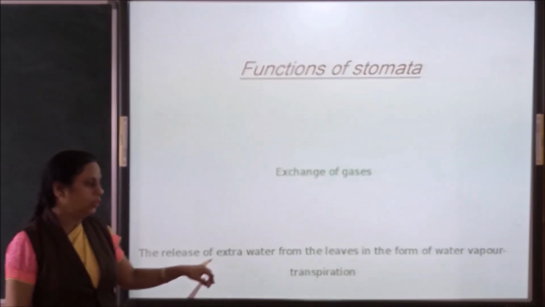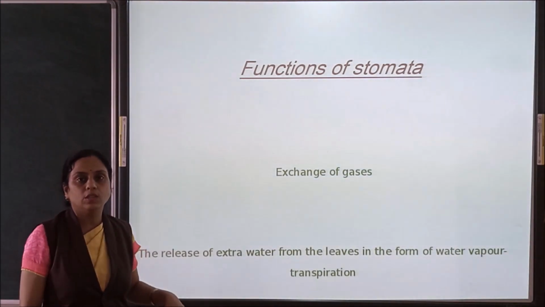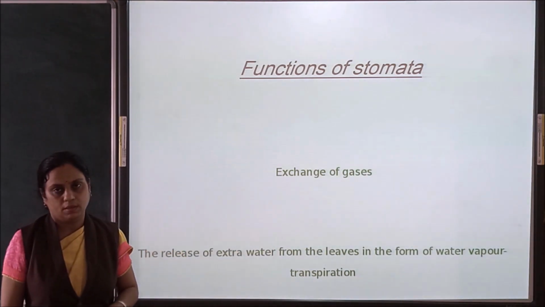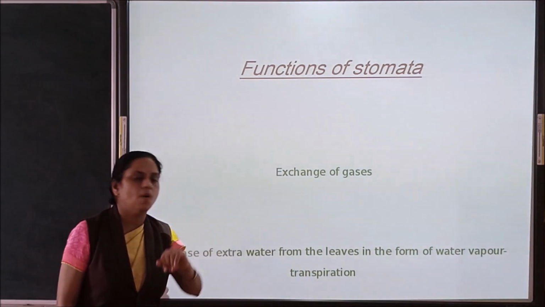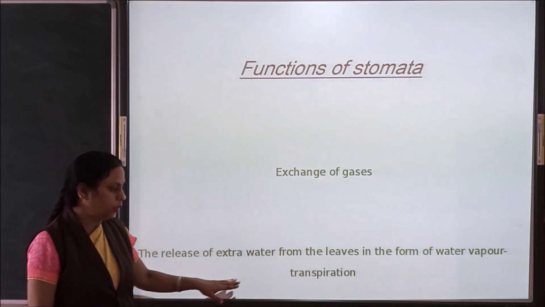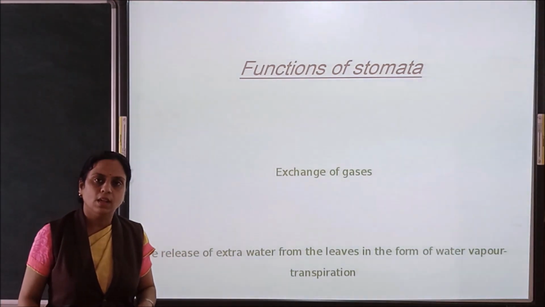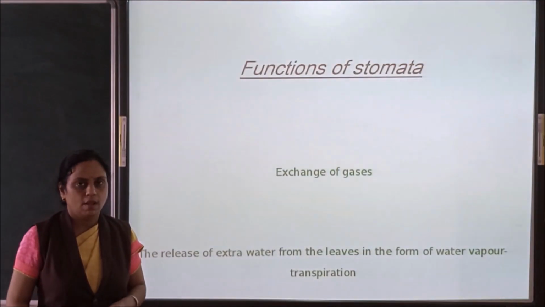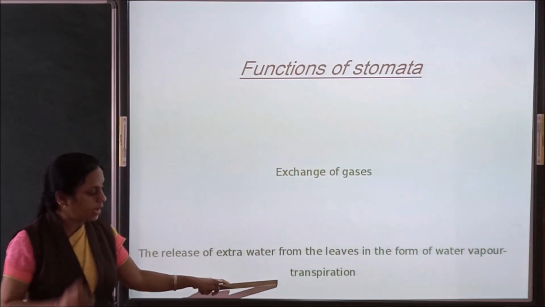Now, the release of extra water. Whatever extra water is there in the leaves, that is also released from the leaves in the form of water vapor. And this process is called transpiration. Stomata helps to release the extra water in the form of water vapor. This process is called transpiration.